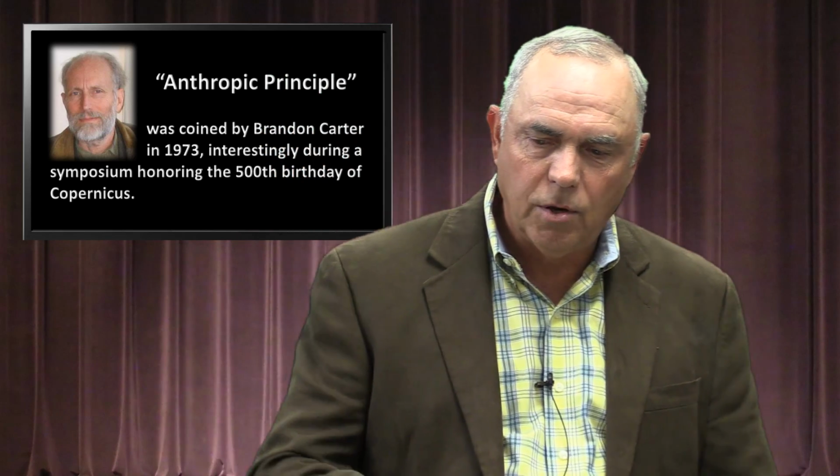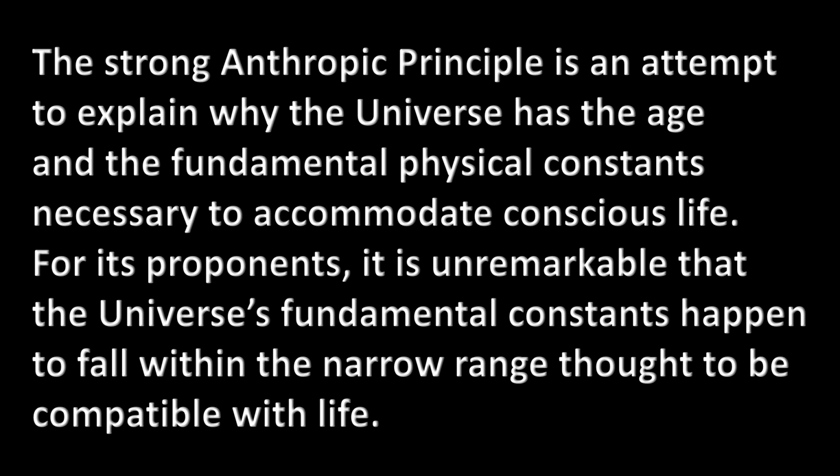And there are basically two versions of the anthropic principle, but when you hear the anthropic principle, primarily you're thinking of the weak version. The strong principle is just an attempt to explain why the universe has the age and fundamental physical constants necessary to accommodate conscious life. And for its proponents, it's unremarkable that the universe's fundamental constants happen to fall within a narrow range thought to be compatible with life. No big deal. It's just the way it is. And that's the strong anthropic principle. No big deal. That's just the way it is.